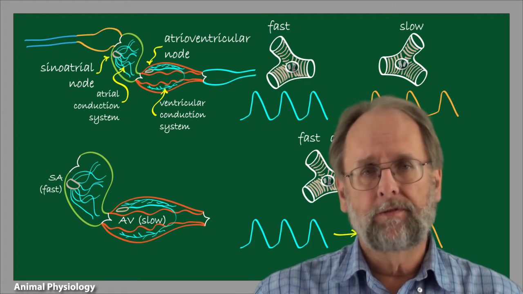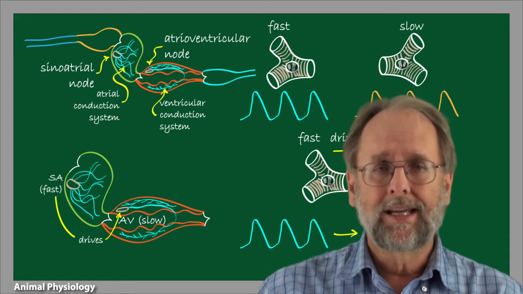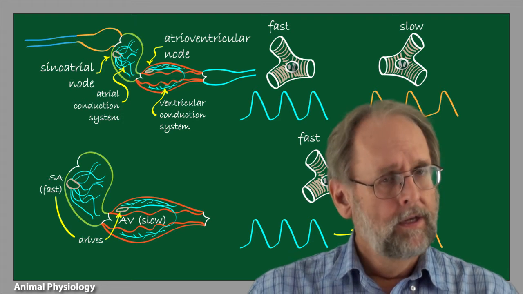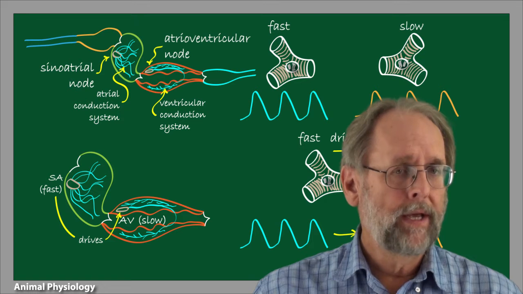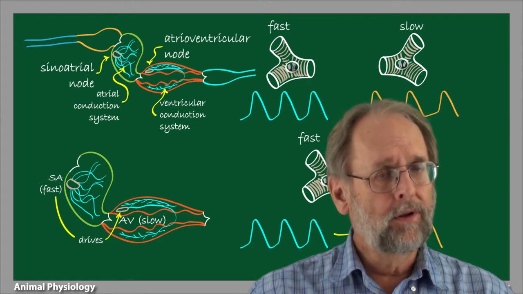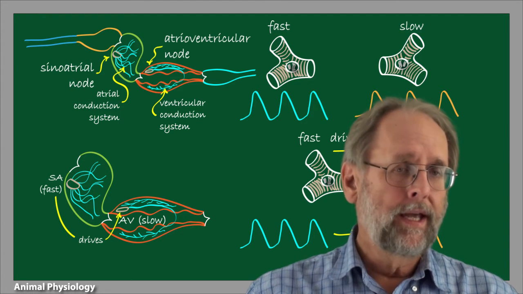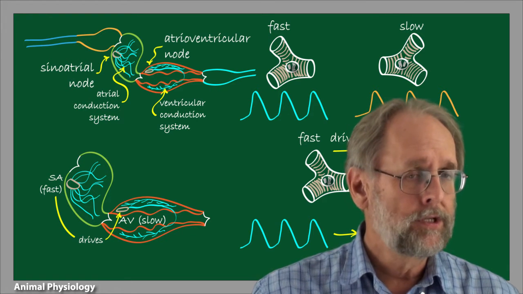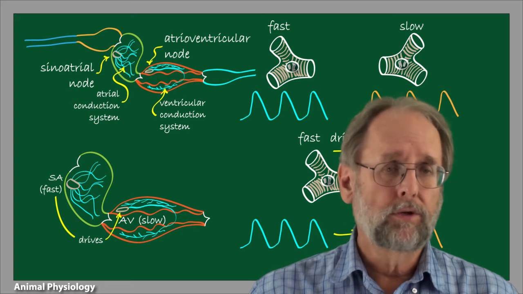Because it's the cells with the faster intrinsic rate that drive all the pacemaker cells, it's the SA node that drives the entire system. For this reason, the SA node is sometimes called the cardiac pacemaker. This is a bit of a misnomer because they're all pacemaker cells after all. But because the cells in the SA node have a faster intrinsic rate of excitation than the others, that's the pacemaker that drives all the other pacemakers within the heart.